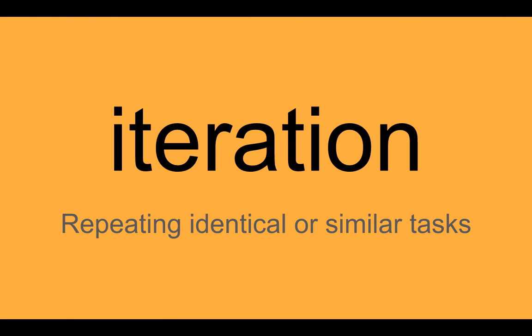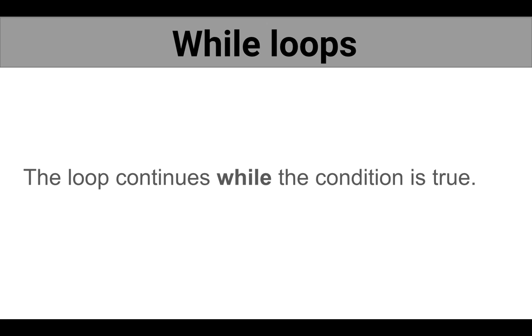Okay, so iteration is also a concept that you have to understand with loops, and iteration is just repeating identical or similar tasks. And if you think about how Henry Ford, when he was doing assembly lines, that was sort of a process of iteration. Like one person just kept doing the same task over and over again, and computers are great with iteration. So the first kind of loop we're going to study is a while loop. And so this loop continues while the condition is true.